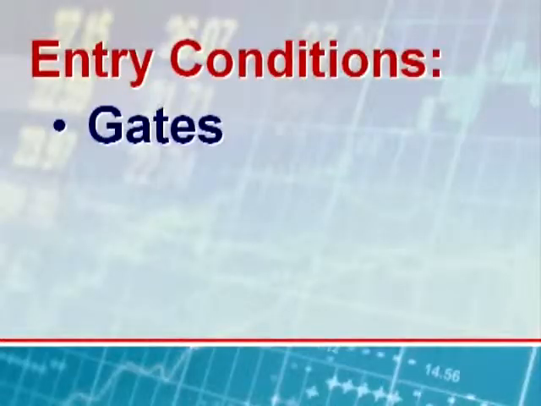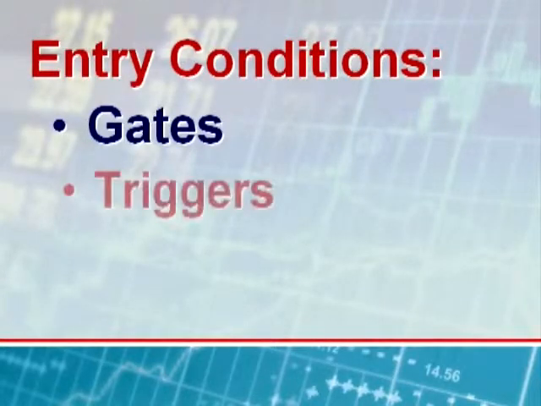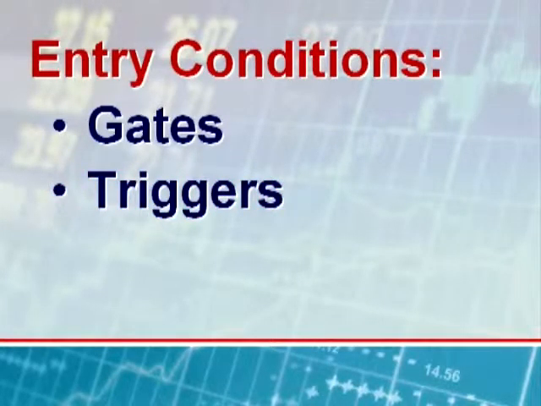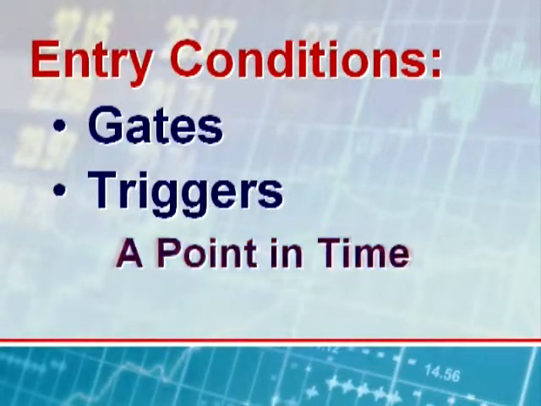The second part of your entry conditions will be what we call the trigger. Whereas a gate can be open almost indefinitely, the trigger is a point-in-time occurrence. Again, let me give you an example. As we've mentioned before, price does not move in a straight line. It goes up and it goes down.